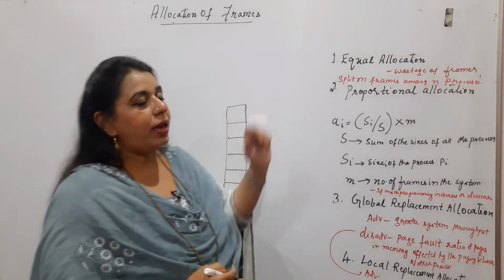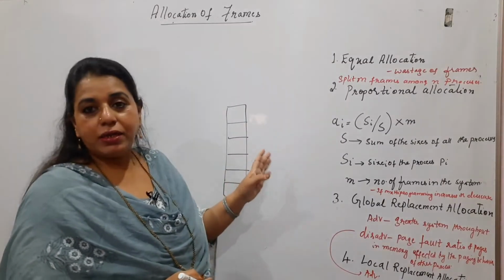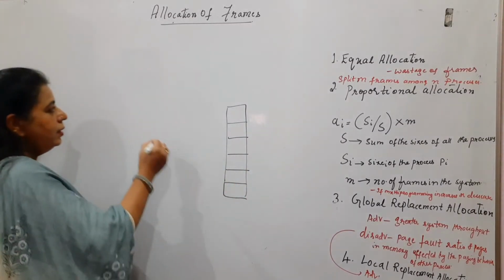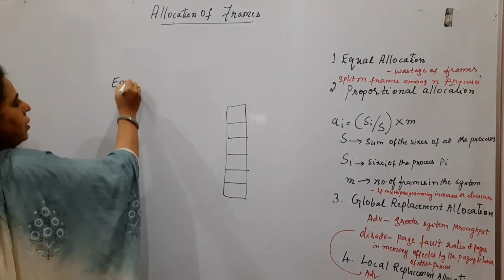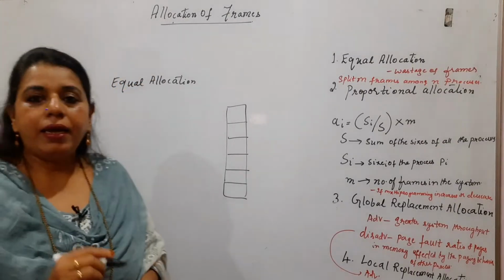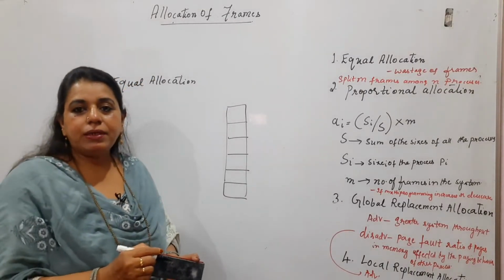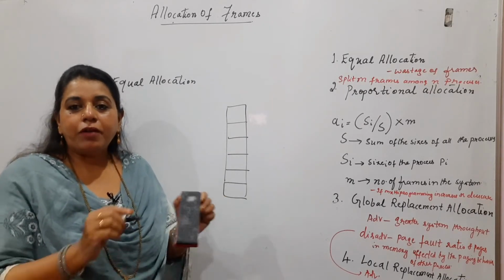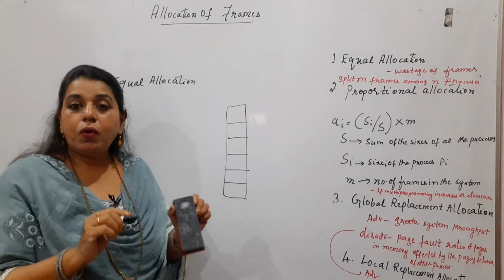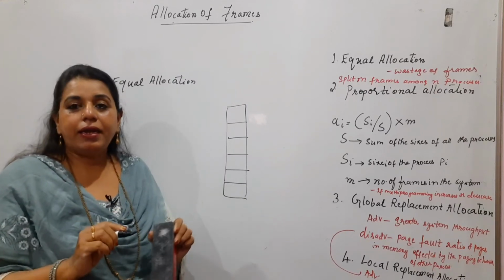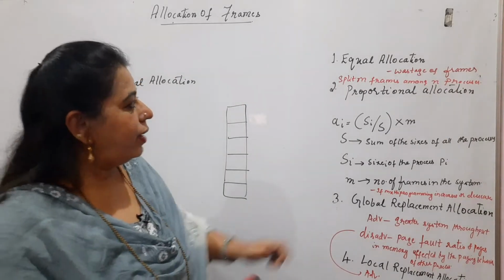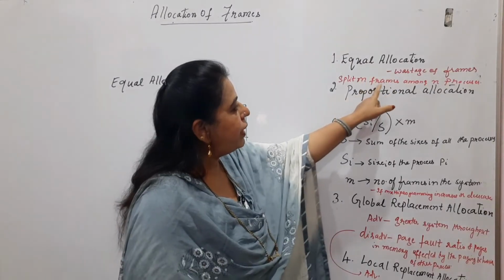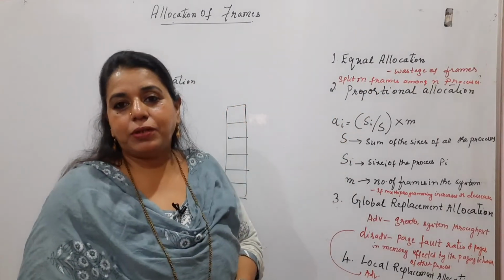We have the equal allocation algorithm. In equal allocation algorithm, it is quite simple. See how equal allocation algorithm works, I will tell you. In equal allocation, whatever frames are available in the system, those frames will be divided among all the processes that are getting executed. Like I have written here in short notation, split m frames among n processes.